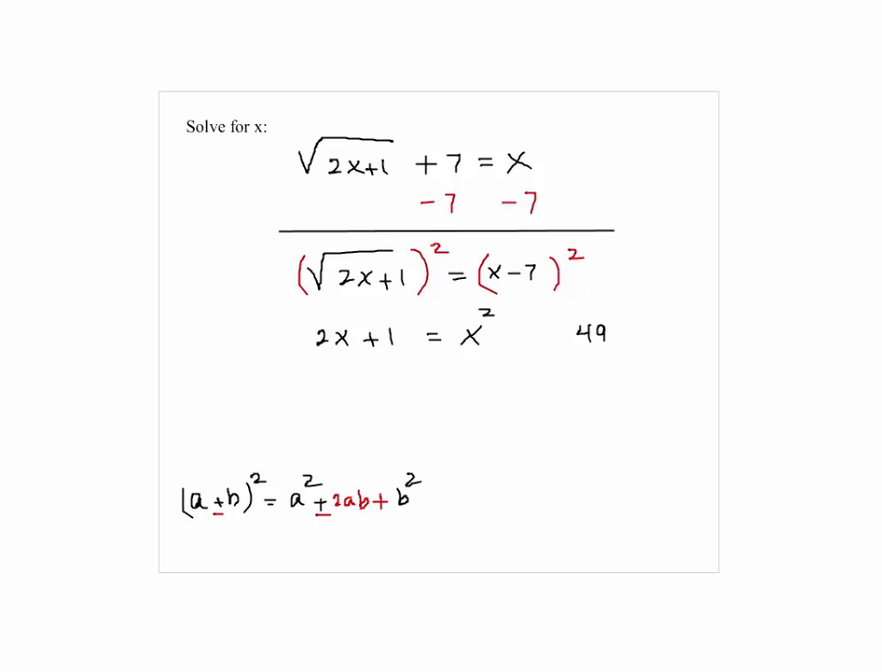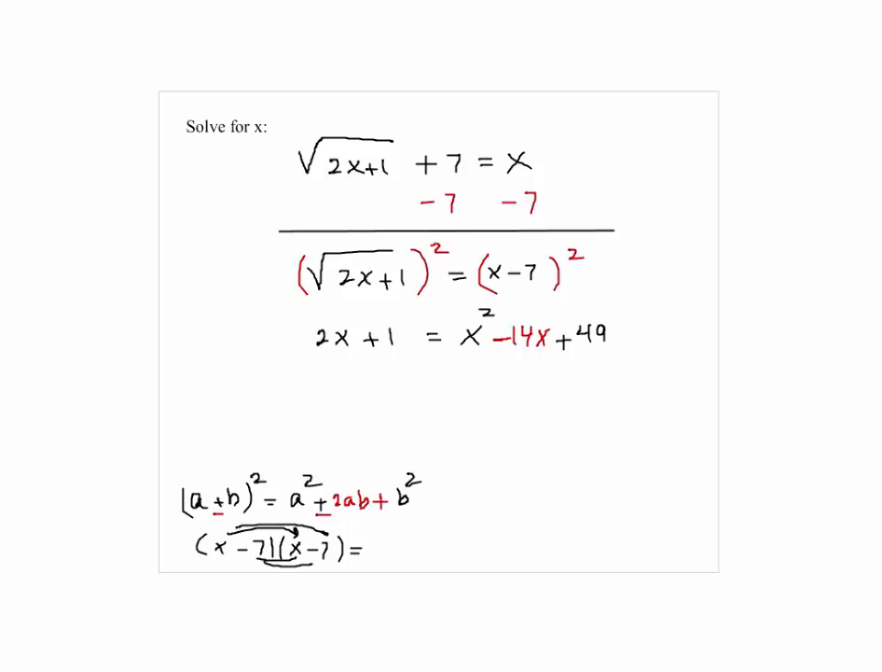term would be minus 2 times 7 would be 14x. Again, remember the last term always is positive. If you forget this, which you shouldn't, but you can go x minus 7 times x minus 7 and multiply term by term. And you get the same answer, of course, if you did that.